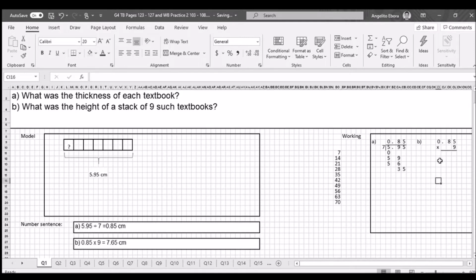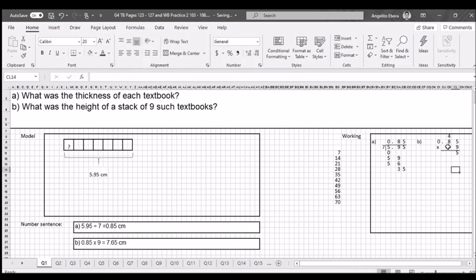Okay, so multiply each digit one by one. So 9 times 5 is 45. Okay, 45, right? But we have a rule that we can't put two digits in one decimal place. So we have to regroup 45. Okay, 45 what? Hundreds. So we'll put the digit 4 in the tens place and leave the 5 in the hundreds place. Okay, so here is 5 and this is 4.